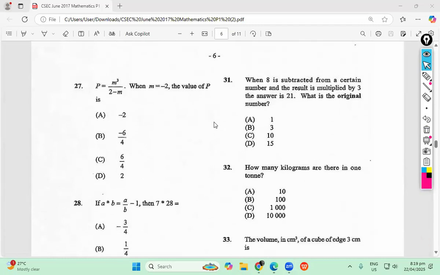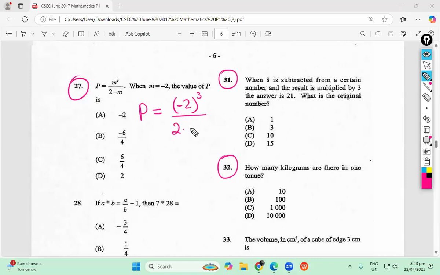Well, it seems we can't get plenty to fit here, but we could get 27, 31, and 32. I think in this one, all they're literally asking you to do is replace m with -2. That is all they're asking you to do. So in this equation, any m you see here, you replace it with -2, right?